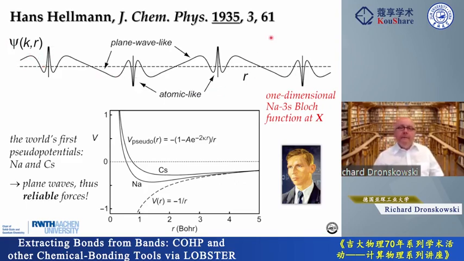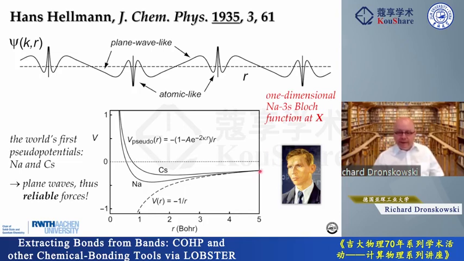So how did the scientists get rid of these wiggles? They get rid of these wiggles because of an ingenious invention by Hans Hellmann in the year 1935. I'm asking the younger people among you to look up this paper in Journal of Chemical Physics, the year 1935, volume 3, page 61. It's a one-page paper. And he's dealing with the idea that an electron approaches a sodium cation.